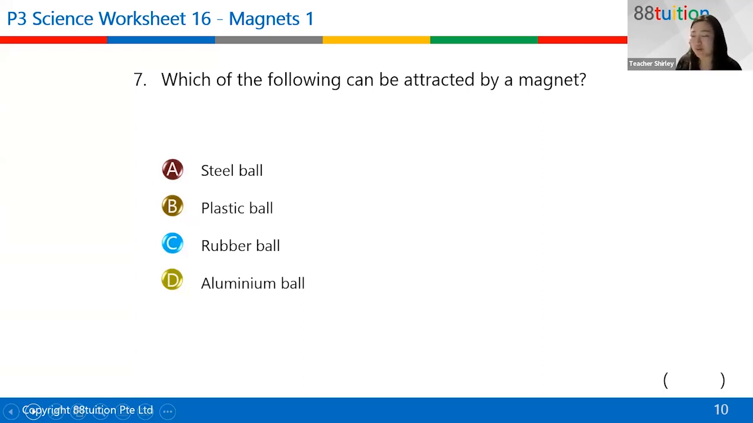Okay, which of the following can be attracted by a magnet? Aluminium balls out, because I did this test in school. My teacher chose my group for something called science basket, where you do an experiment in front of the teachers. We did magnet attraction, and we tested aluminium and it didn't get attracted to the magnet. So I know aluminium is out. Nice. Not all metals are magnetic material. Then rubber should be out.